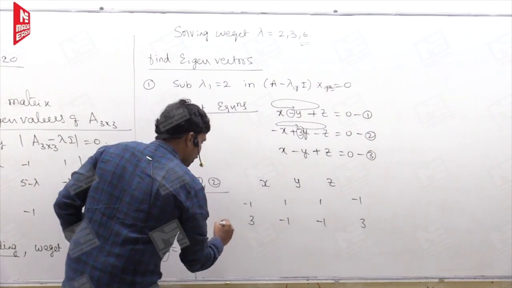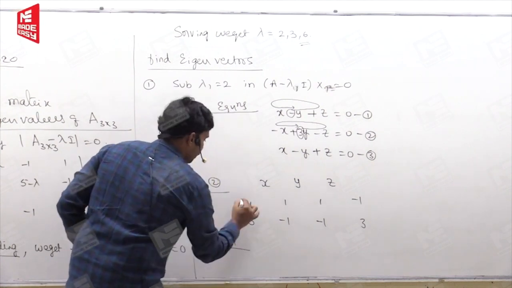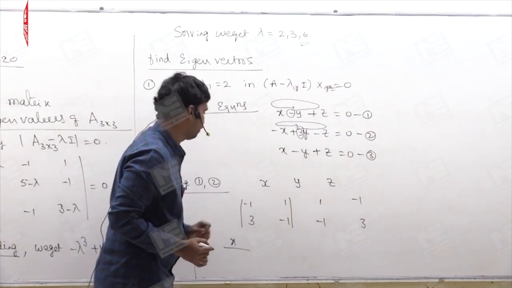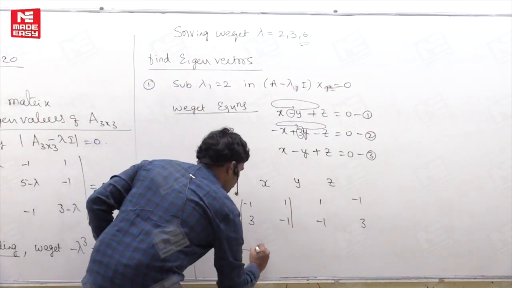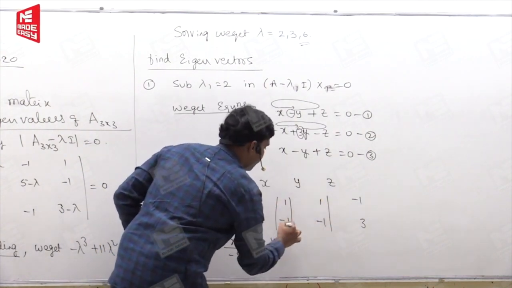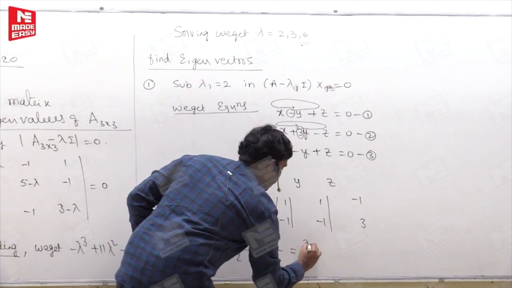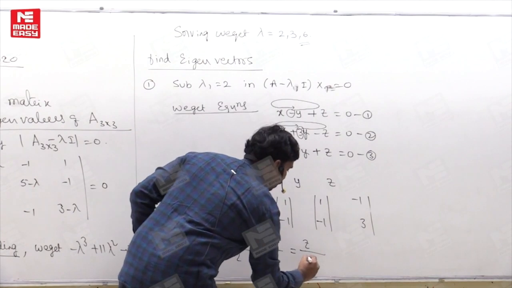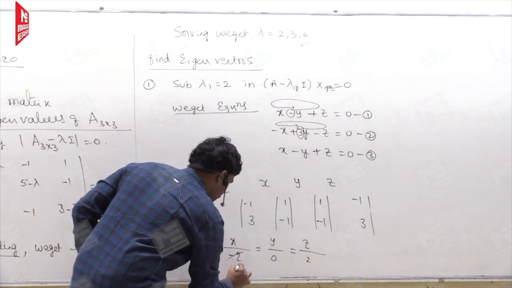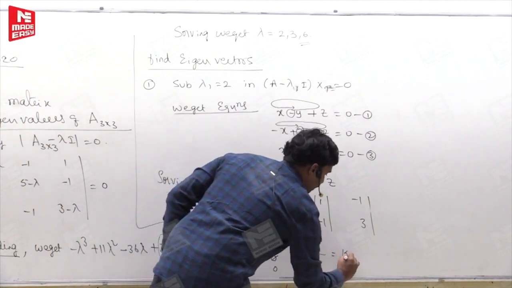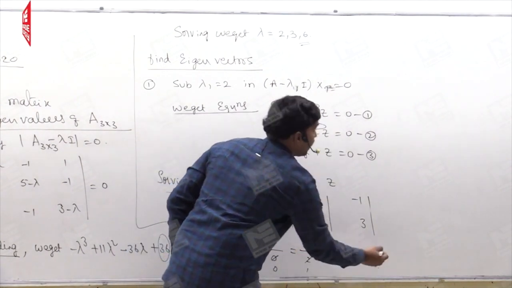Now solving this, x by, what is the determinant of this, my dear students? It is 1 minus 3, which is minus 2. y by, if you take this determinant, it is minus 1 plus 1, which is 0. And z by, the determinant of this is 3 minus 1, which is 2. So here it is minus 2, 0, 2. You can write it as equal to k here.